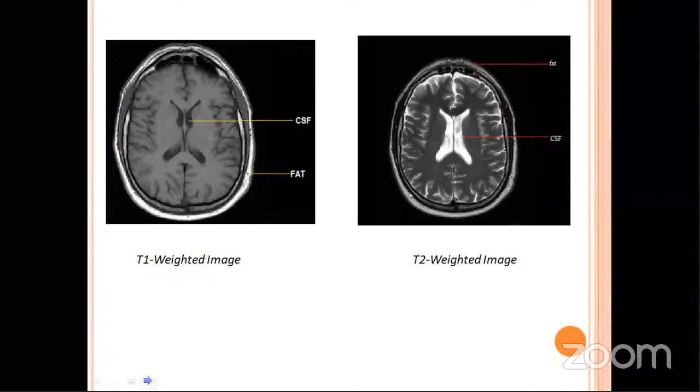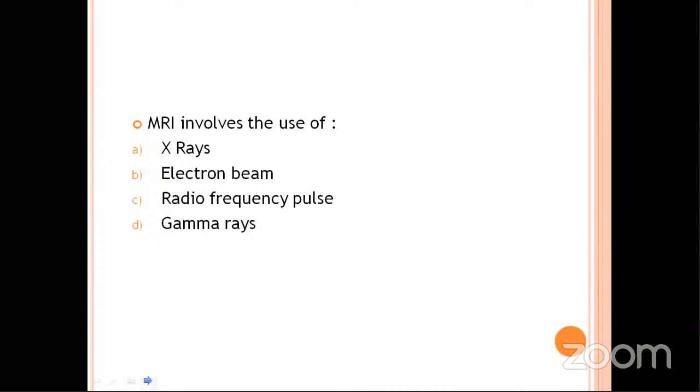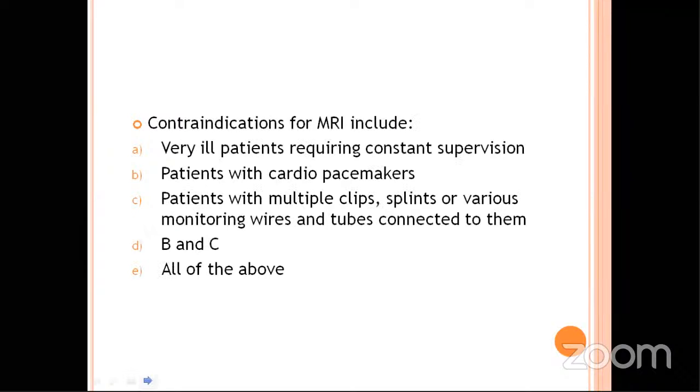Okay, the contrast most commonly used in MRI is gadolinium, and the contrast most commonly used in CT is iodine based. So MRI involves the use of radio frequency pulse. Contraindications for MRI include very ill patients requiring constant supervision, patients with cardiac pacemakers, patients with multiple clips, splints or various monitoring wires, all of the above, or BNC. It's actually all of the above.